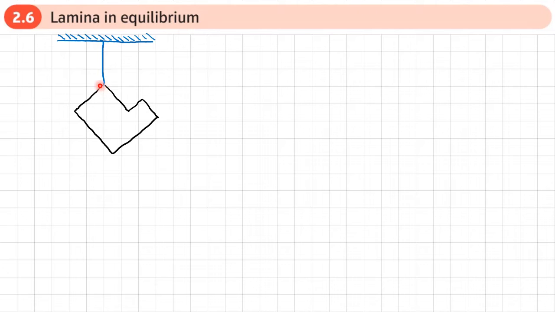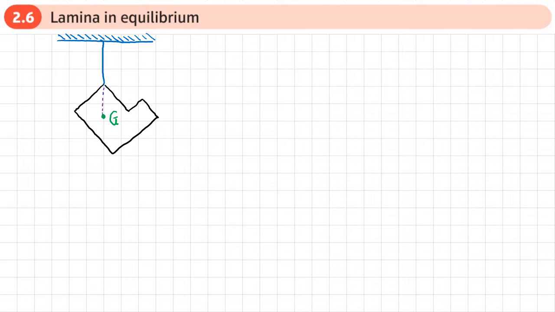Then what we'll always find is that the center of mass is directly below this point of suspension. So if we put the center of mass here, that will always be directly below the point at which it's suspended. So just do a dotted line like that.